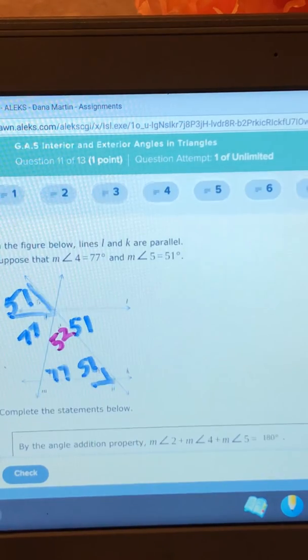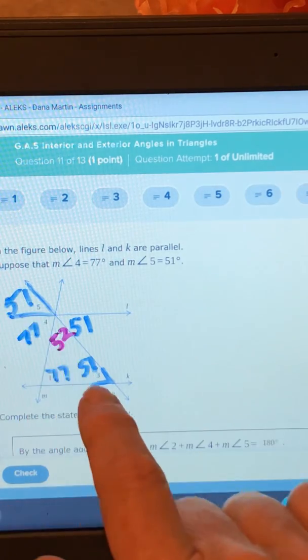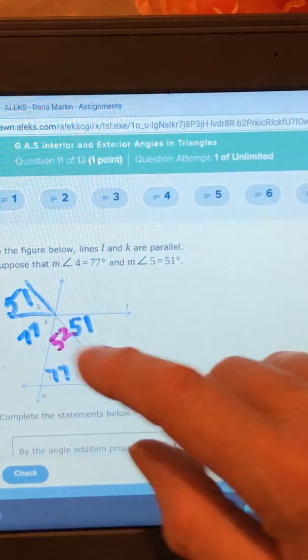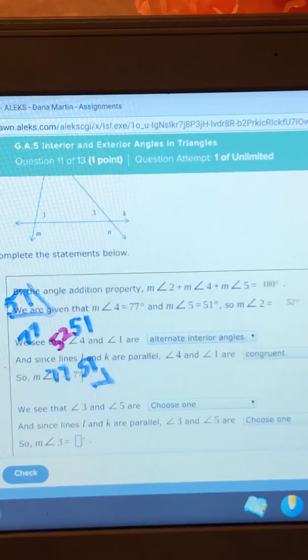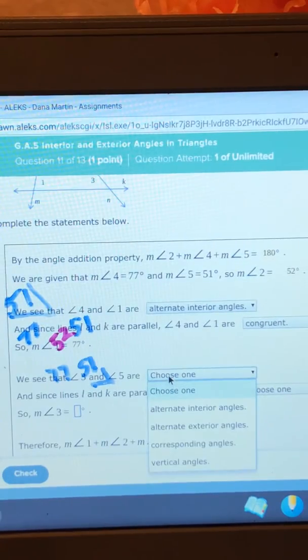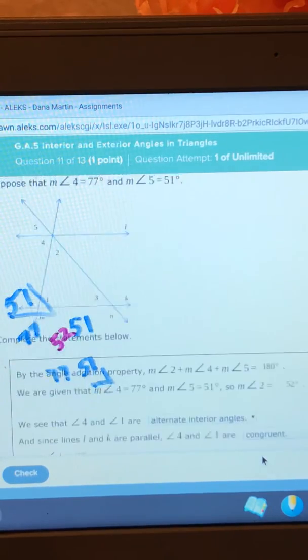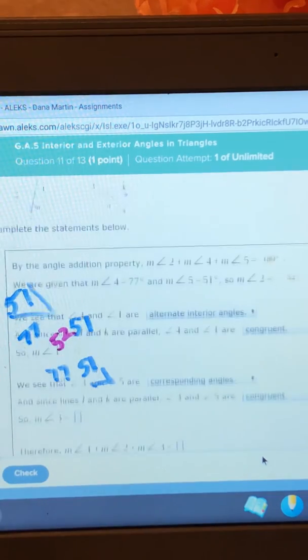Now, 3 and 5. There's 3 and there's 5. That's not alternate interior, and that's not alternate exterior. They're on the same side of the fence, but they're in the exact same spot off of that transversal. This is a clone of that. What do we call the matching angles? Corresponding. They're corresponding angles, and we know that corresponding angles are congruent. So if we know that angle 5 is 51, then we also know that angle 3 is 51, so we're going to put 51.